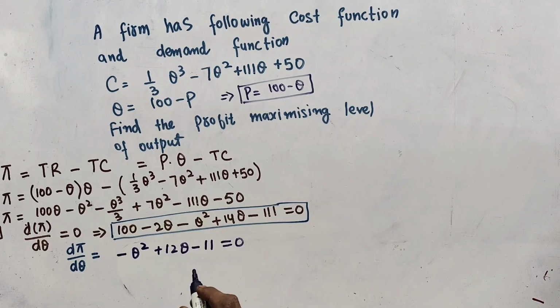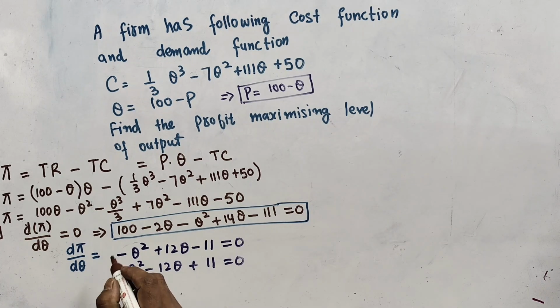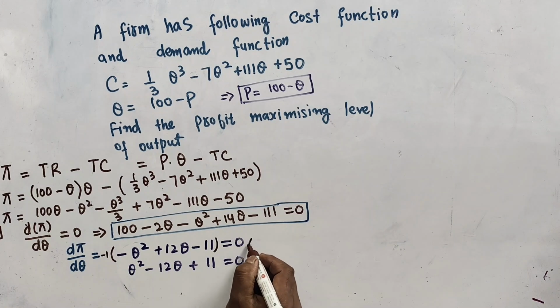Multiply both sides by negative 1, so we will get Q square minus 12Q plus 11 is equal to 0. Okay, so what we did here, we multiplied both sides by negative 1, to get this very quadratic equation.